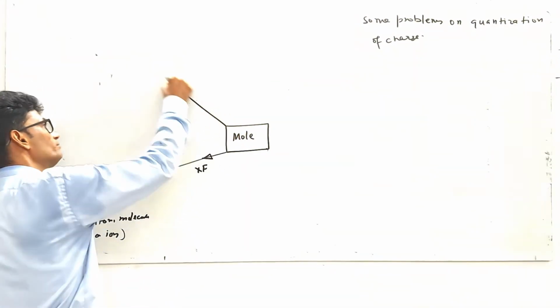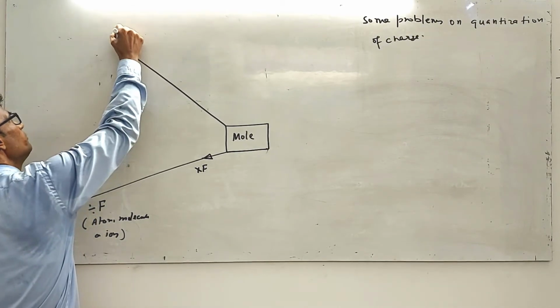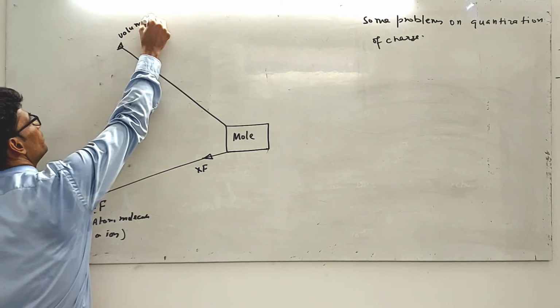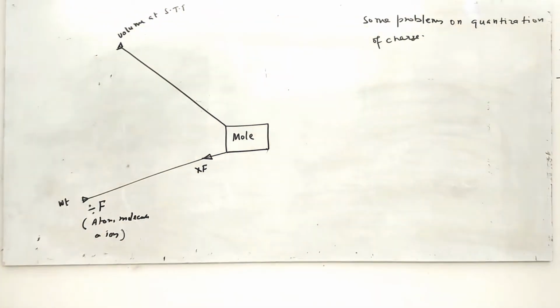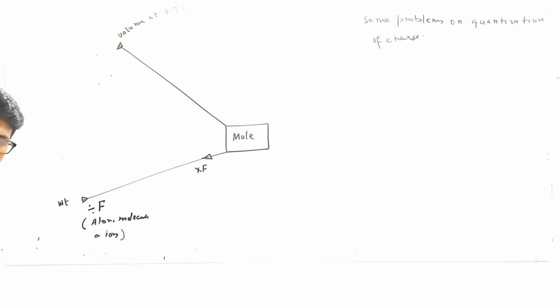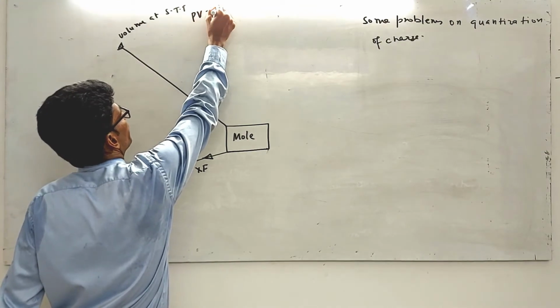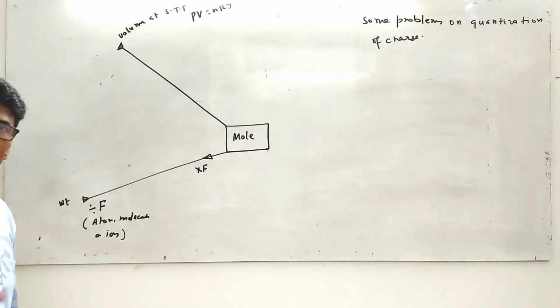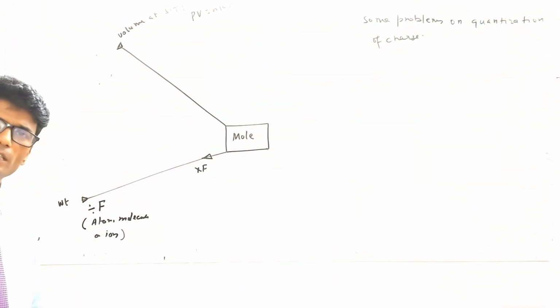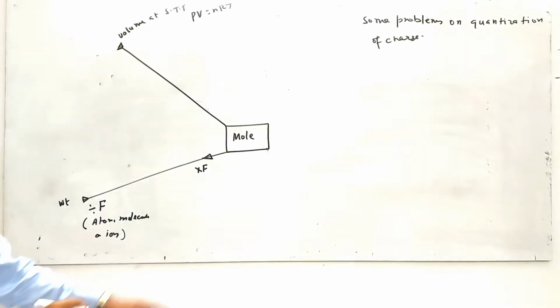Another way: here we have the volume at STP. If we are not at STP, convert it into STP, treating it as an ideal gas, using PV equals nRT. So by using PV equals nRT, convert this volume, which is a volume given at non-standard condition. Firstly we convert the non-standard volume to the standard volume, and then use this chart.